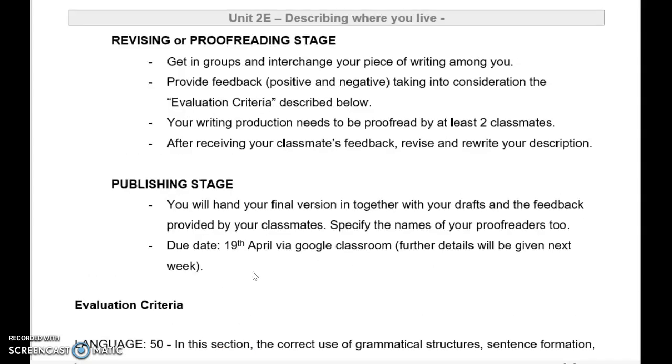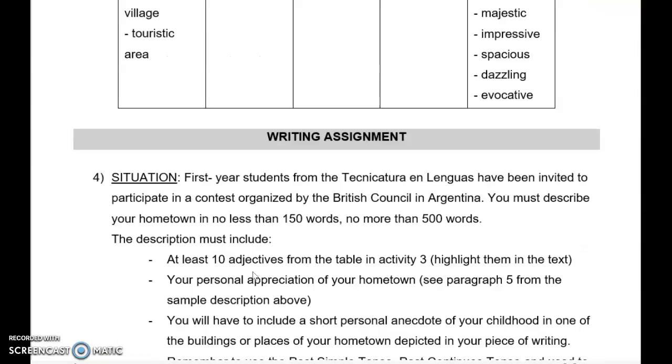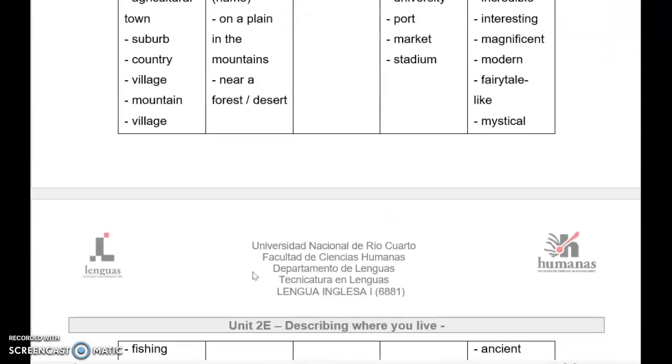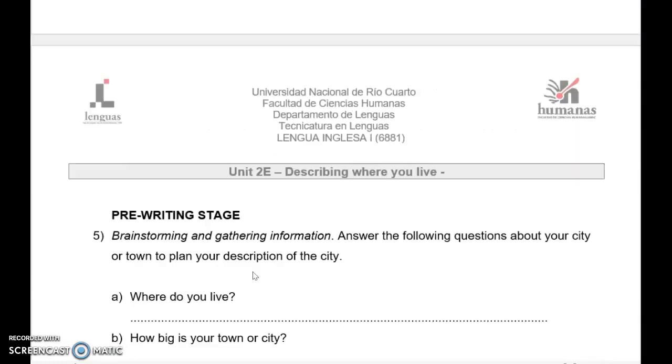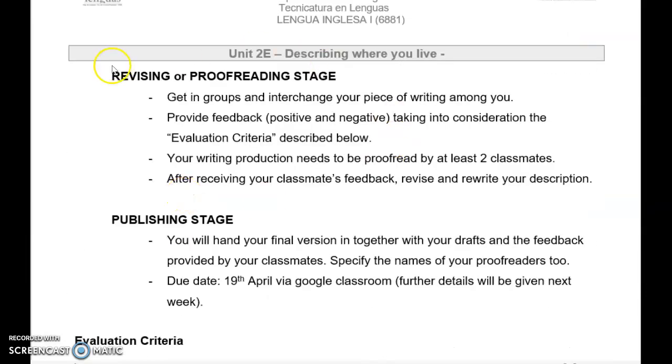What we need you to do now is to work on your writing process, right? So read, study the vocabulary, and start with the first stages: the pre-writing stage, the drafting stage, and the revising, editing and proofreading stage, right? Then we will have classes and we are going to give you extra information related to the publishing stage, or when you have to hand your piece of writing in.